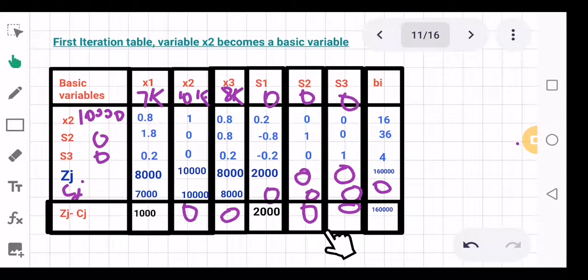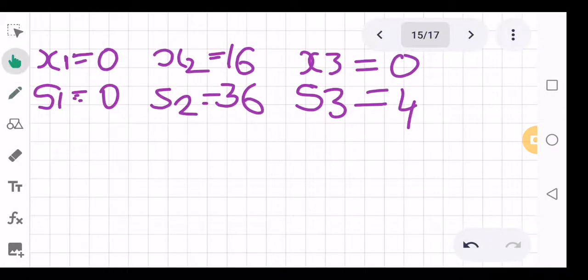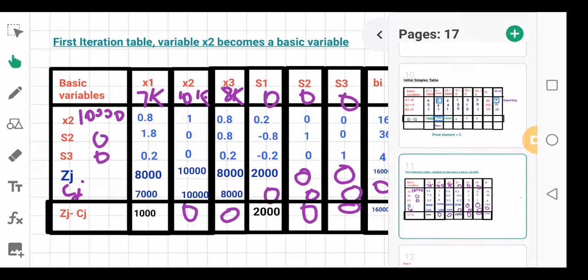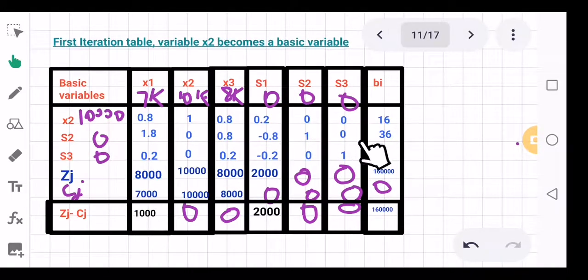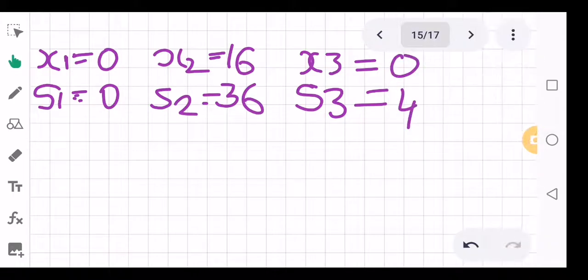So what is the solution that you have found? The solution that you have found is that x2 is equal to 16, s2 is equal to 36, s3 is equal to 4. See here in this second table, you found out that your x2 is equal to 16. That is what I have written here.